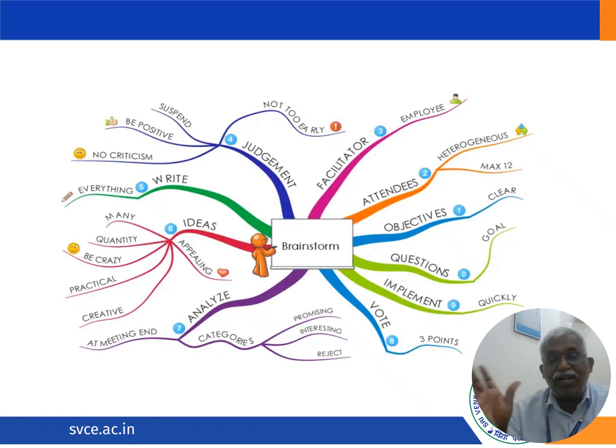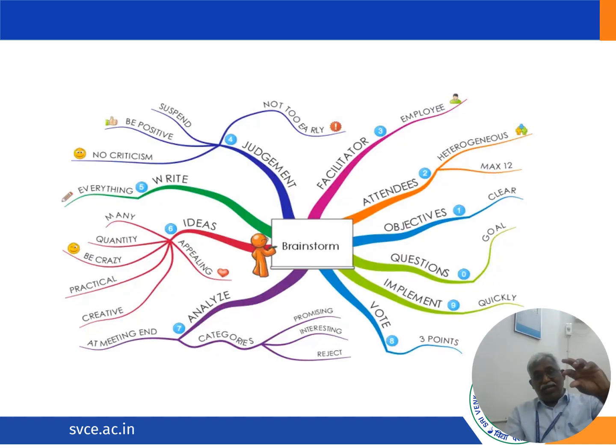For that rainwater harvesting, here we have around 10 branches. Central concept rainwater harvesting, we have 10 branches starting from objective, ending with the question. Covering attendees, facilitator, judgment, writings, that means minutes, ideas, analysis, voting. Now in the question, we will have a clear question from the audience attendees.